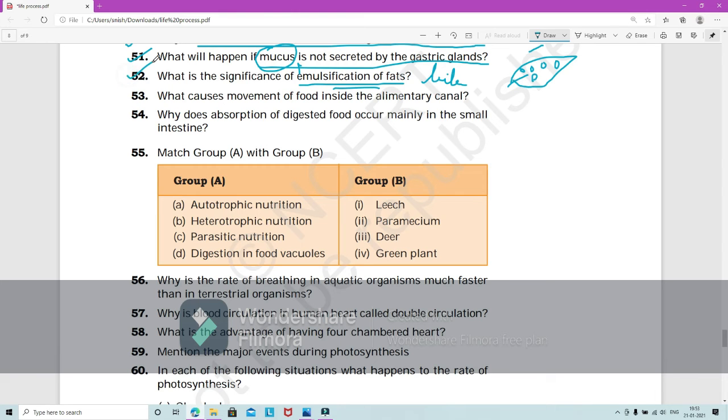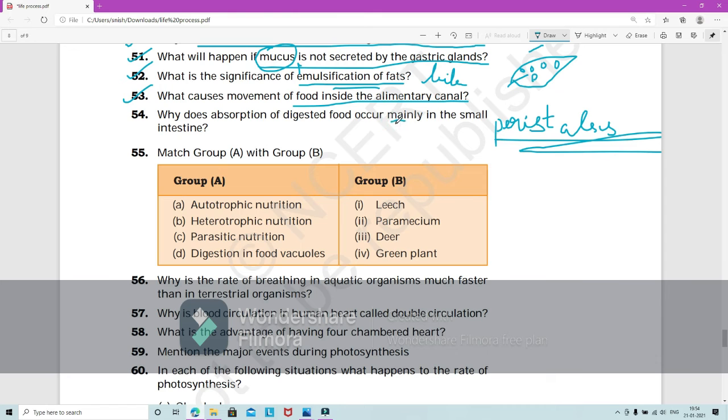What causes movement of food inside the alimentary canal? This is a one word answer. It is called peristalsis. The peristaltic movements take place. Basically, it's going to push the food down the alimentary canal. They are going to push the food down into the stomach, and that movement is called peristaltic movement or peristalsis.